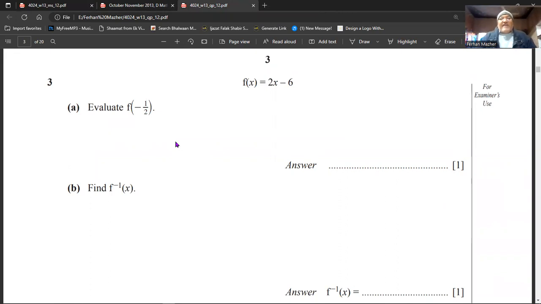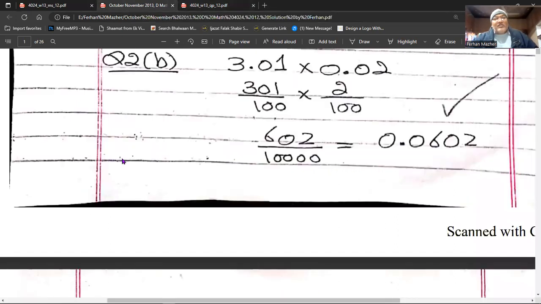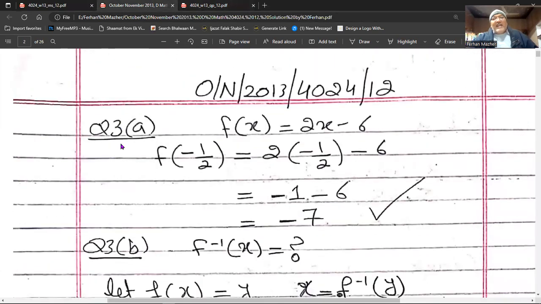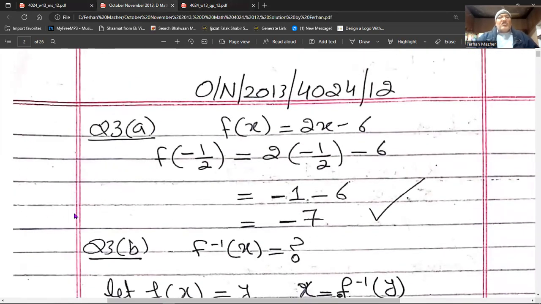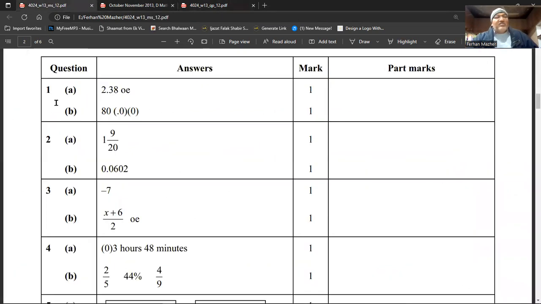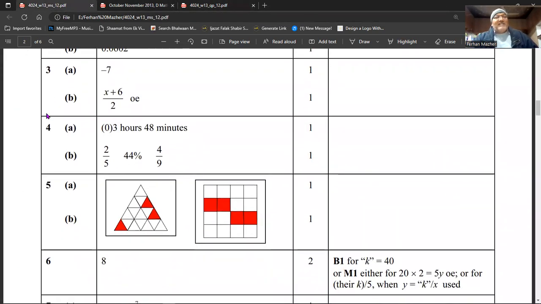They want us to find f of minus 1 by 2, which means in that function, wherever there is the variable, in the place of that variable, put minus 1 by 2. So we will have 2 bracket minus 1 by 2 bracket close and minus 6. So you will have minus 1 minus 6 and that will be minus 7. Question number 3, A part, minus 7 is the right answer, sir.